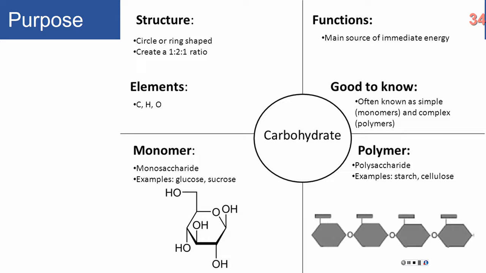Okay, so now we're going to talk about a couple of the common characteristics of carbohydrates. Again, they have a very specific structure. They have 3 general elements: carbon, hydrogen, oxygen. Their main function is immediate energy, but they're often simple monomers or complex polymers. And here's a couple different examples, and that's really what we're going to go into for the rest of the time.